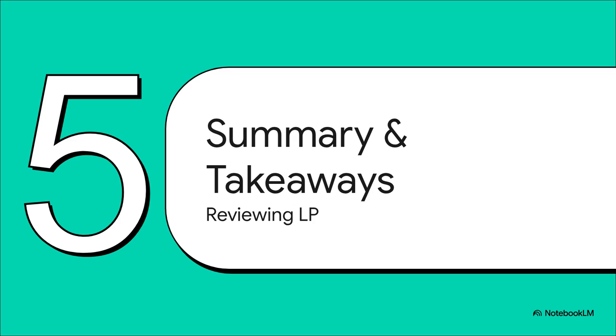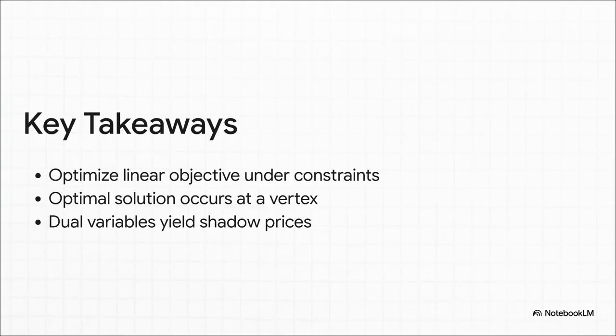Section 5. Summary and Key Takeaways. Okay, let's bring all this theoretical math and applied economic theory together for a quick review. Here are the key takeaways from today's explainer. First, linear programming allows economists and business managers to efficiently optimize a linear objective under strict real-world constraints. Second, thanks to the fundamental theorem, we know the optimal solution always occurs at a vertex of the feasible region, which massively simplifies our search. And third, the dual variables yield shadow prices, giving us the marginal value of our resources. By mapping out that feasible region and carefully examining shadow prices, firms are empowered to make highly efficient, data-driven decisions on both their production targets and their resource procurement.